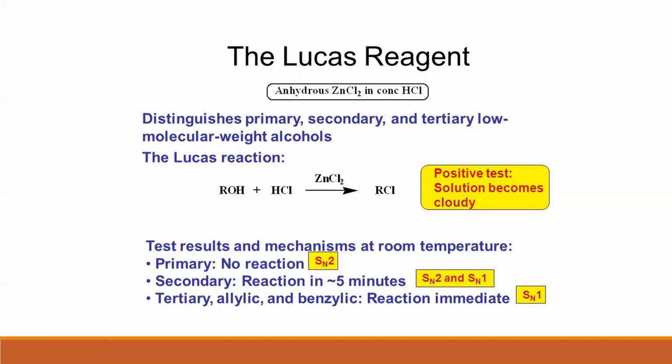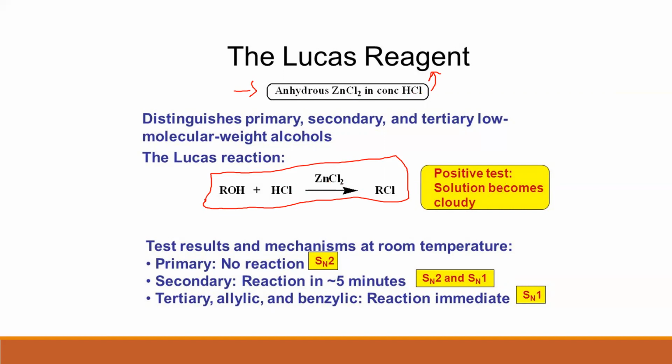And for the Lucas test, we need a Lucas reagent. And what is that reagent? That reagent is anhydrous zinc chloride in concentrated HCl. So anhydrous zinc chloride in concentrated HCl is nothing but the Lucas reagent. Now, what is the reaction based on? The reaction is just based on what we studied in the previous slide. ROH reacts with the hydrogen halide HX, which is nothing but HCl here, in the presence of zinc chloride to give us an alkyl halide.